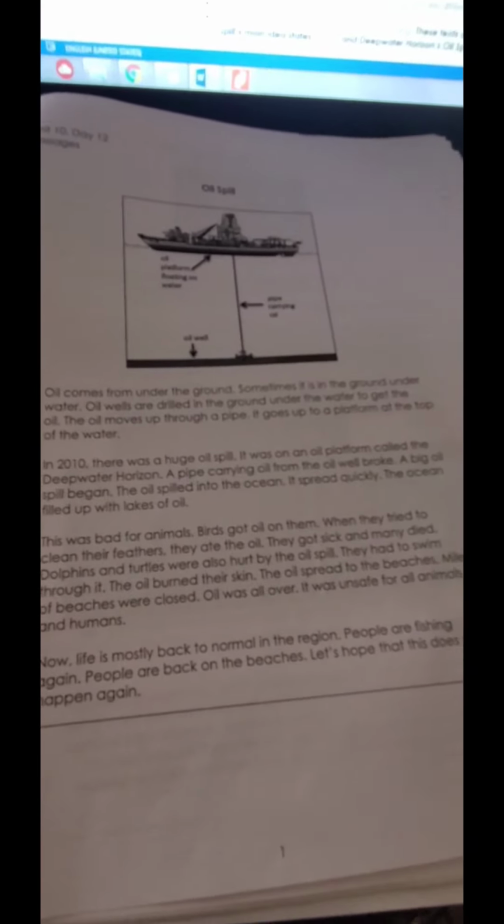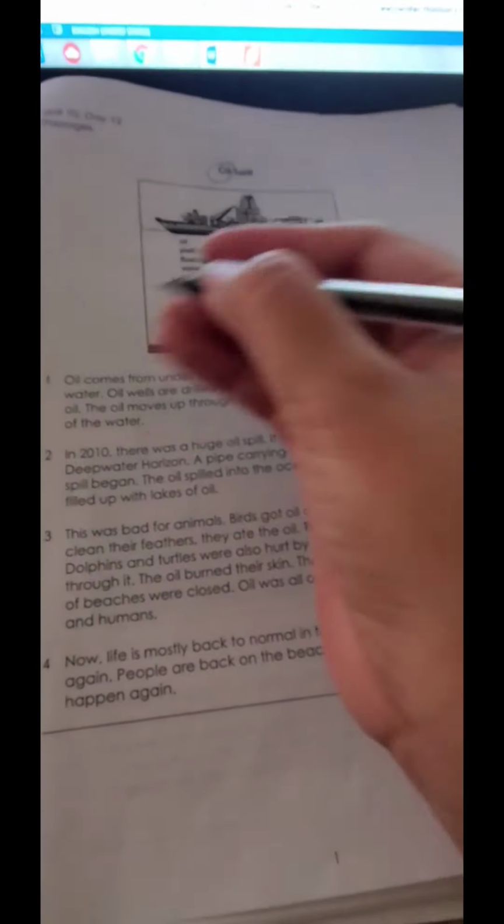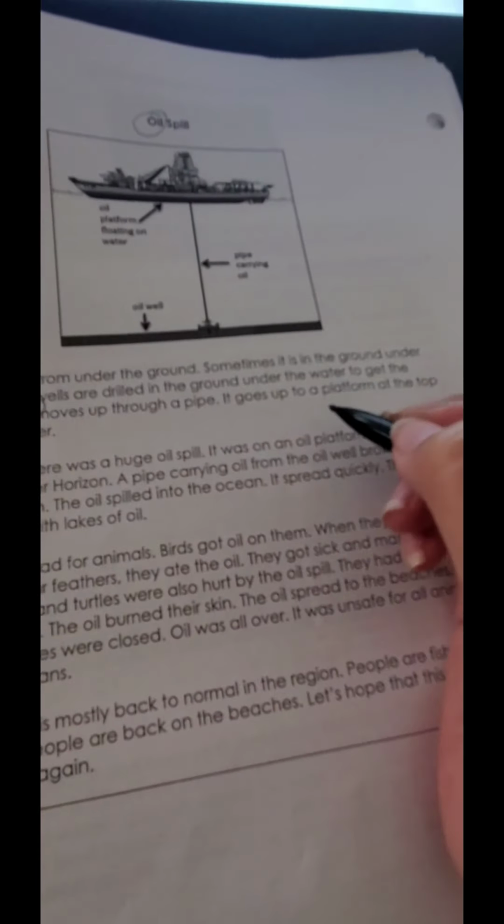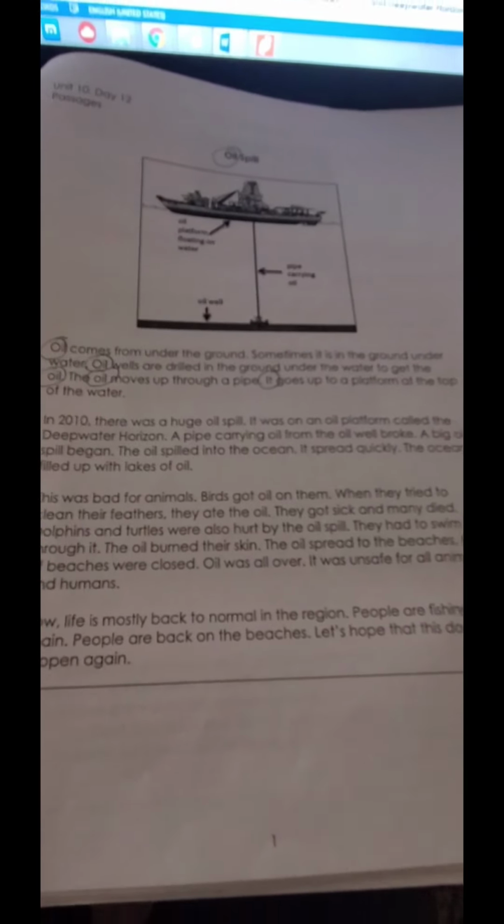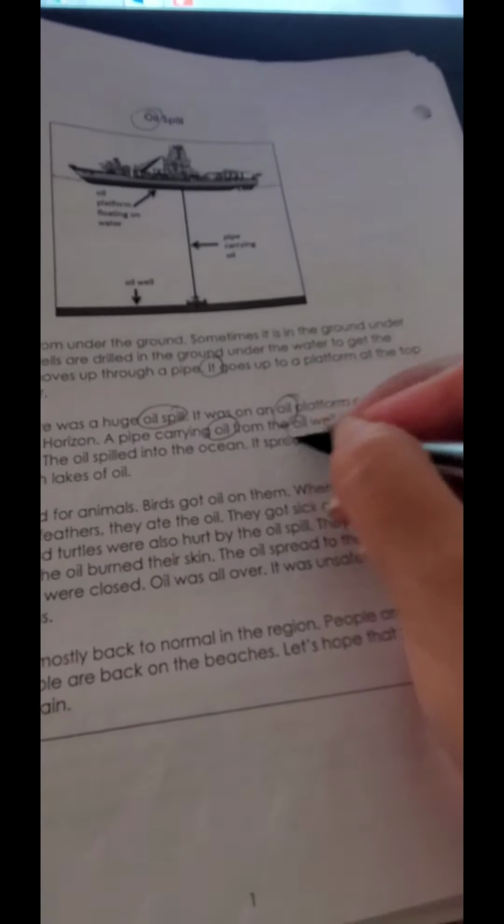So if we think about it, the word that comes up over and over again is oil. So I know that the main topic here is oil, right? So if we go right here, it's in our title. We have oil right there. And I'm just going to go around the whole passage and find every time it talks about oil. The oil moves up through a pipe. It goes up to a platform at the top of the water. In 2010, there was a huge oil spill. Now we have oil spill. It was an oil platform. There's oil right there. Oil well broke. The ocean filled up with lakes of oil.